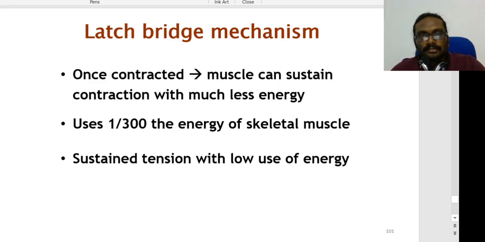Coming to the latch bridge mechanism. So what I have explained just now is the latch bridge mechanism. Once contracted, the muscle can sustain contraction for much less energy and uses 1 by 300 the energy of skeletal muscle, and sustained tension at low energy. I hope you have understood what I mean by this energy usage.